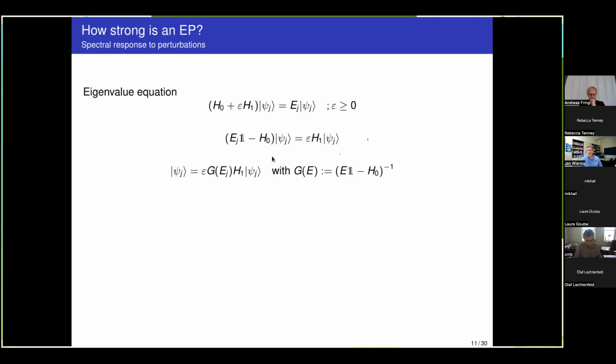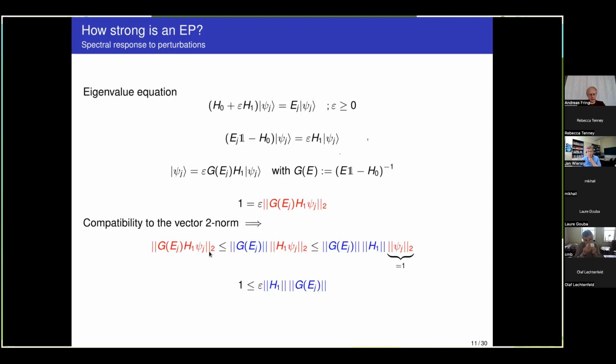This is nothing else than the Green's function or the resolvent. So we have a formal solution for this, and then what you do is you take the vector norm on both sides, and assume that your eigenvector is normalized to 1. Then you get this expression here. And then we use the compatibility to the vector 2 norm twice. So we get this expression here.